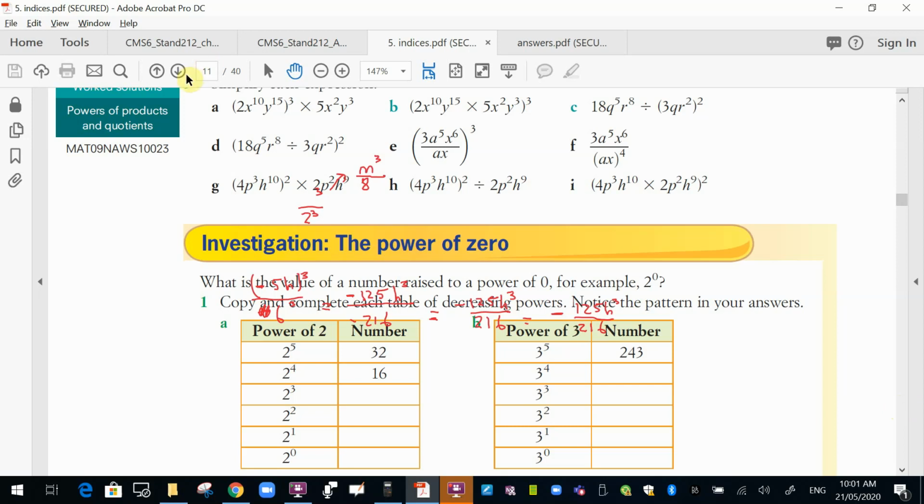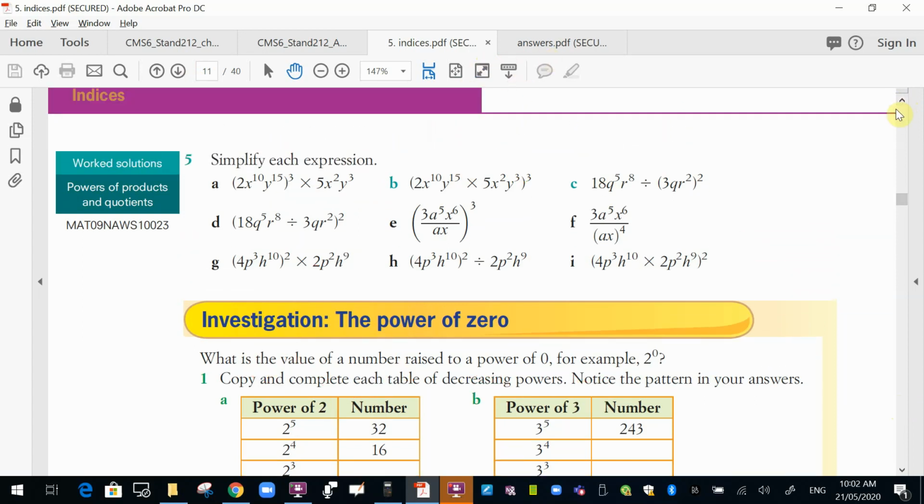Okay, now I'd like to have a look. What I'll do is see if I can get rid of the, there we are, that's better. Okay, so question 5, every second one, a, c, e, g and i. I'm going to do question 5h. And this involves expanding and then simplifying. So let's have a look.